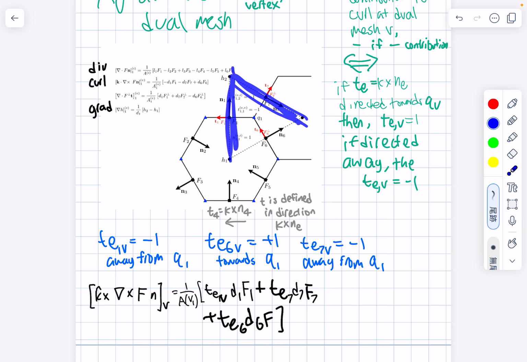So we're looking actually at the edges of this dual mesh triangle. And then the final one is going to be a positive contribution for T, this D6 times F6. So you can see down here, it's the first T for edge 1, the distance of the dual mesh across edge 1 times the flux at edge 1, and then the same for the 7th, because this is 7, and then the same for this one, which is 6 right here.